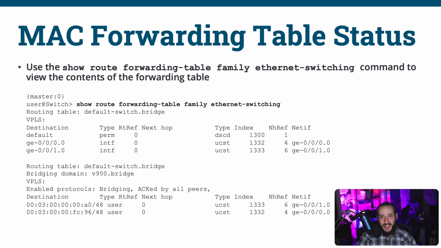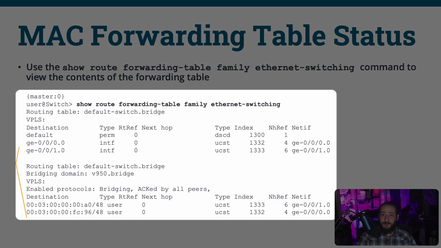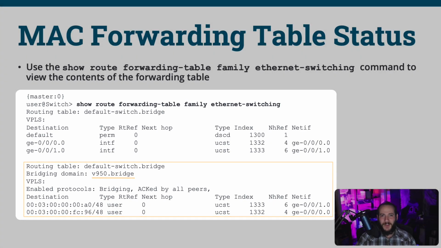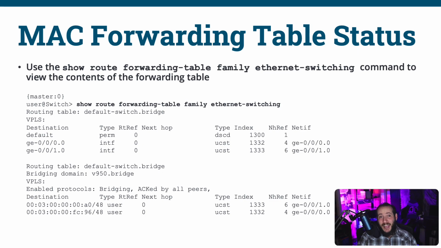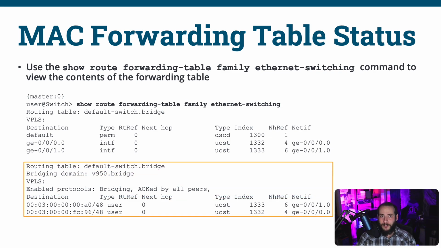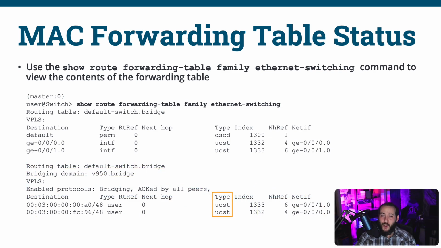In the example output below, we have 2 bridging tables on this switch, one for the default VLAN and another for the V950 VLAN. This output is rarely needed and generally would only be used in a circumstance where the switch's behavior when forwarding frames does not match what is expected, given the information in the bridging table. We only have 2 entries in the forwarding table here, under VLAN 950. These are unicast entries and learned on ge-0/0/0 and ge-0/0/1.